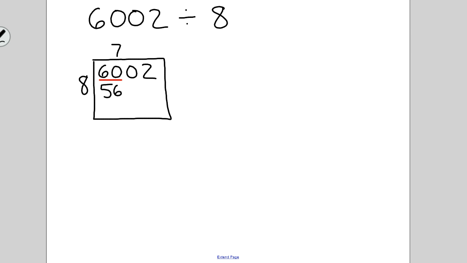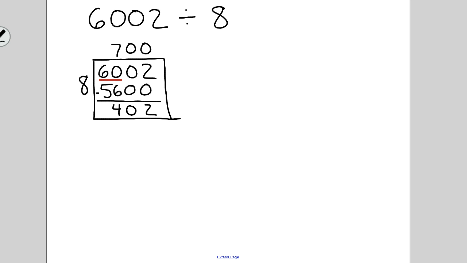So 8 times 7 would be 56, but that's not close to 6,002. So I need it to be 100 times bigger. 100 times bigger than 7 is 700, and 100 times bigger than 56 is 5,600. And so when I subtract, how much is left that still needs to go into groups? Well, I've got a 2, and 60 minus 56 is going to give me 402. Can I put any more hundreds in? No, because if I put 100 into each group, that would be 800. I only have 402 left. So I go to my next one.